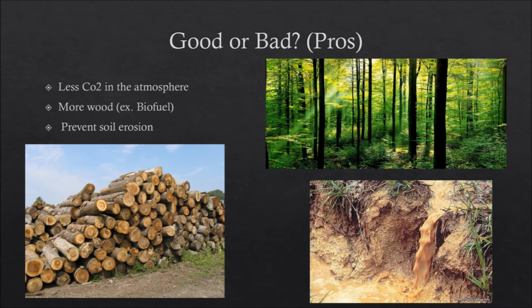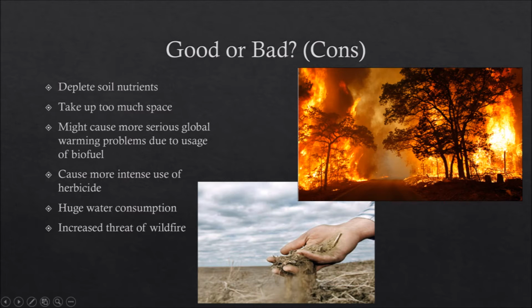Though faster growing trees might seem like a good idea, many people didn't think it was. The good parts are less CO2 in the air, more biofuel, and less soil erosion. But the bad parts are depleted soil, meaning soil that lacks nutrition, taking too much space, intense use of herbicide, huge water consumption, and increased chance of wildfire. The worst one being the possibility of using too much biofuel because of how much wood we have, and causing an even more serious problem in global warming.